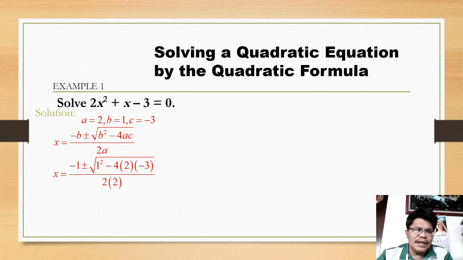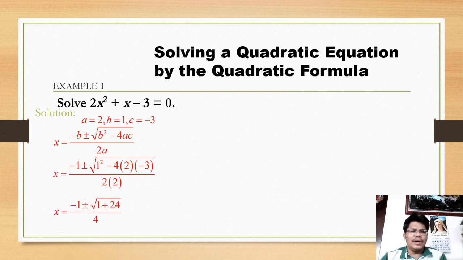So, uunahin na natin yung nasa ibabaw. Yung negative 1 plus and minus, square root of 1 squared minus 4 times 2 times negative 3. So, it becomes what? Negative 1 plus and minus square root of 1 plus 24. Why does it become 1 plus 24? 1 squared equals 1. And then negative 4 times 2 is negative 8, times negative 3 equals positive 24. All over 2 times 2, which is 4.